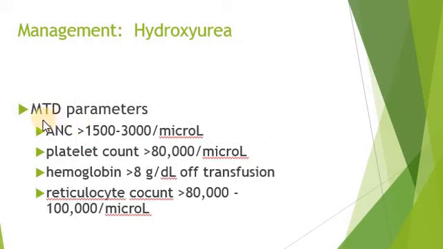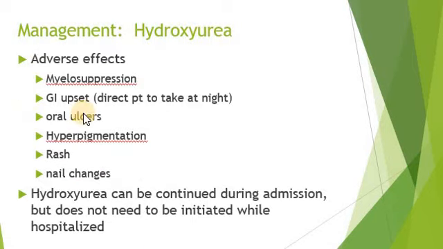For the management of the dose, absolute neutrophil count should be more than 3,000. Platelet count should be more than 80,000. Hemoglobin should be more than 8 gram per deciliter, and reticulocyte count should be more than 80,000 per microliter. What are the adverse effects of hydroxyurea?